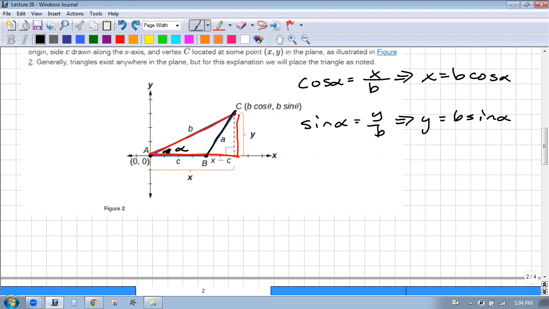So let's look at the little triangle. I don't know what this angle is. I don't know what that angle is. They're arbitrary. What I do know is the Pythagorean theorem applies. I know that this side squared plus this side squared is equal to this side squared. Okay, so this is what I know just by looking at the right triangles. This is what I can write down.